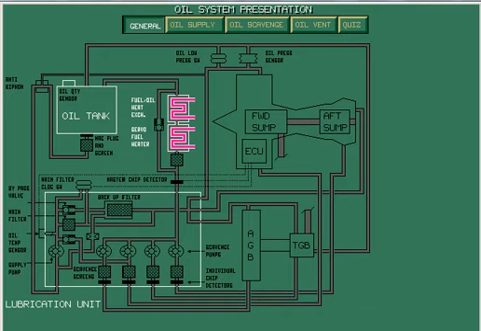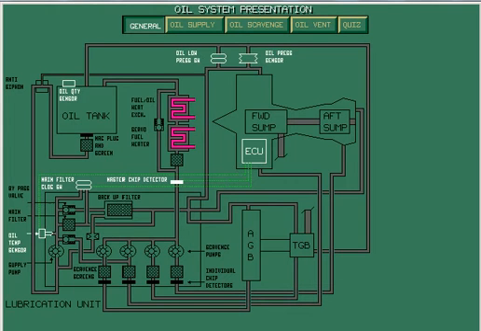The major components of the oil system are the oil tank, the lubrication unit, the servo fuel heater, and the fuel oil heat exchangers. Indicating and monitoring is provided by the detectors and sensors shown on the schematic.